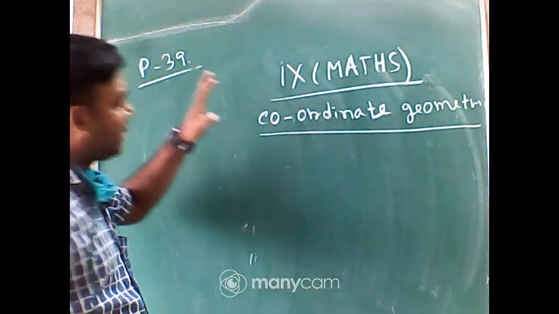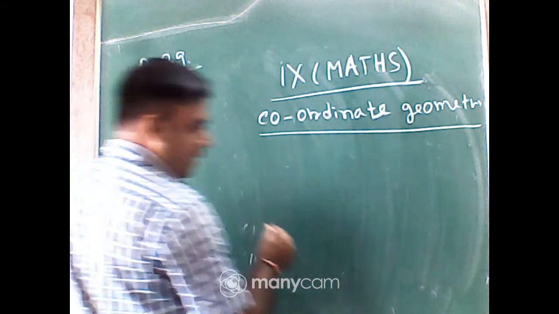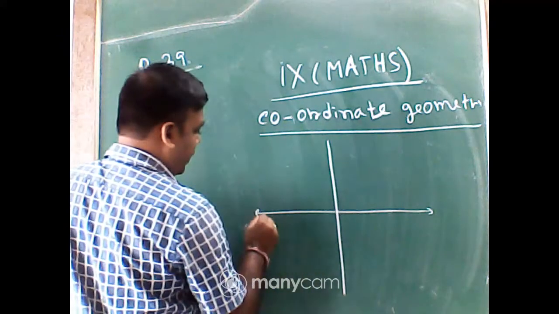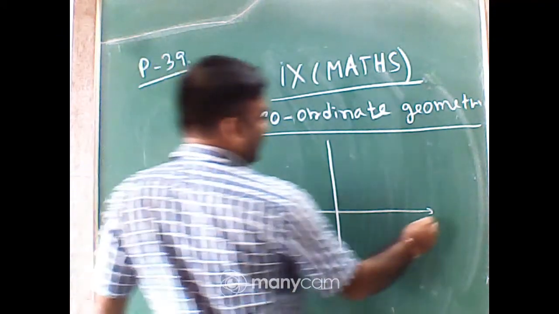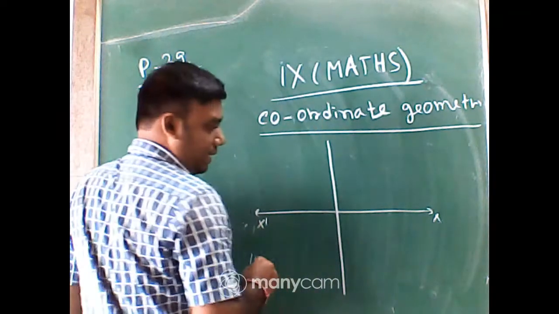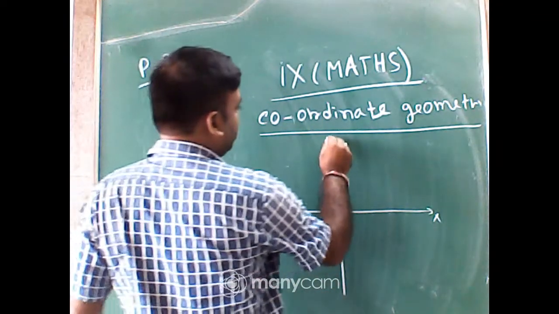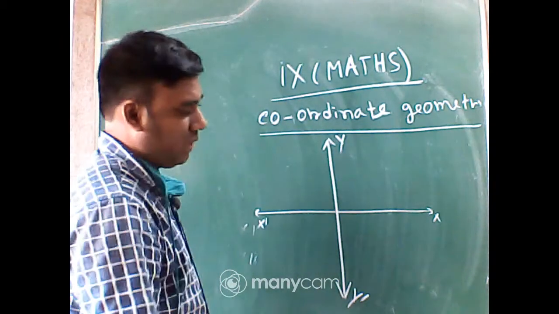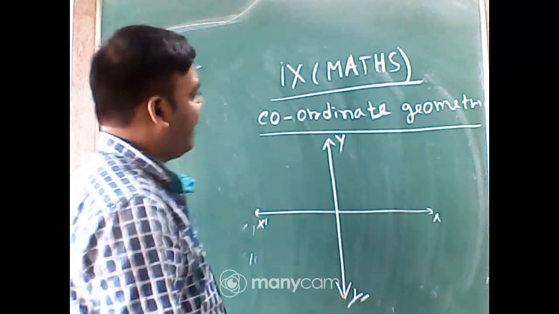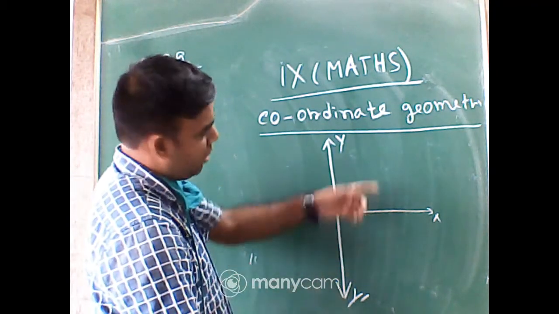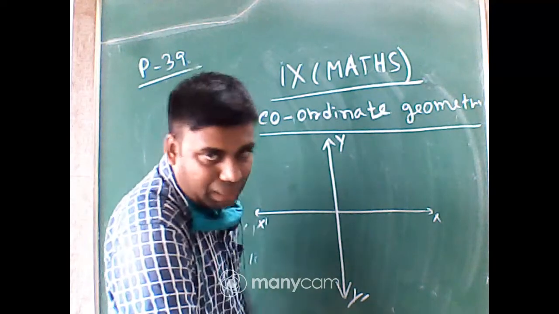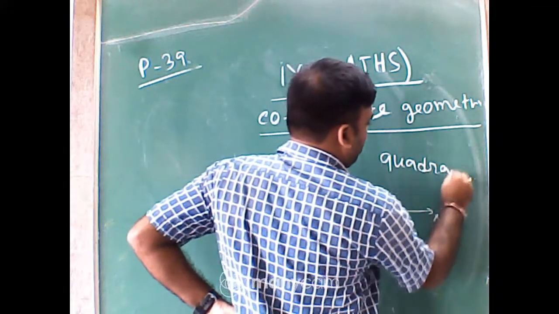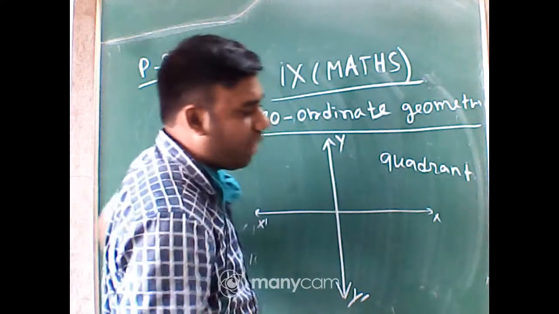We know that the plane is divided into 4 parts by using 2 lines. We know that these lines are called the x-axis, x dash, and y dash, that is the y-axis. The plane is divided into 4 equal parts, and each part is known as a quadrant.